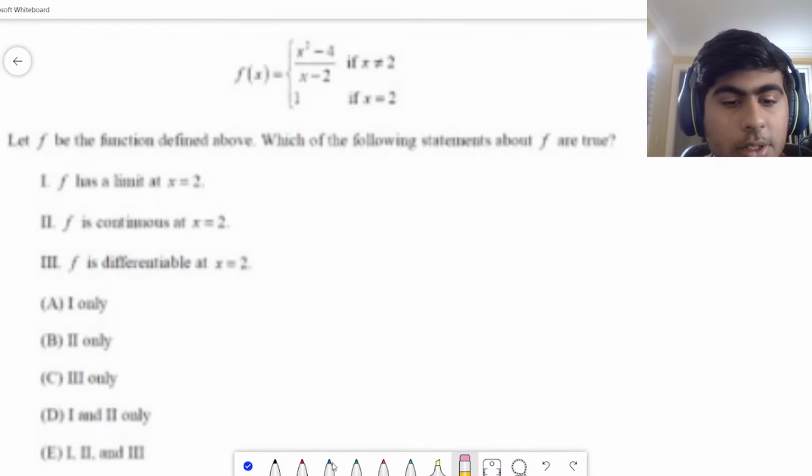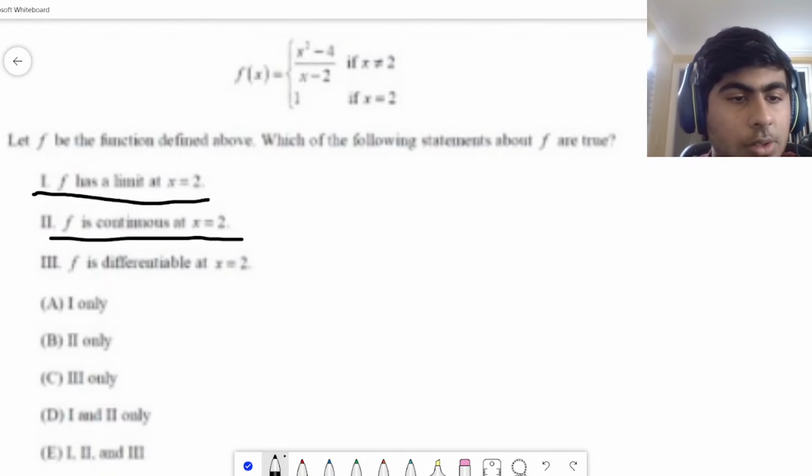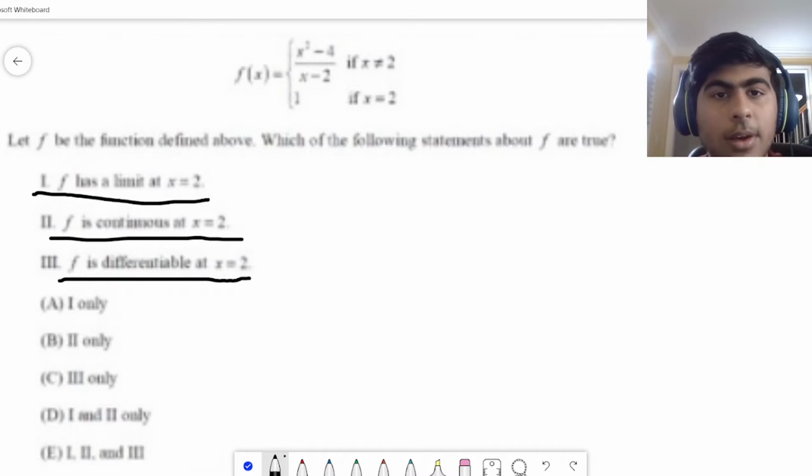Let f be the function defined above. Which of the following statements about f are true? F has a limit at x equals 2. F is continuous at x equals 2. And f is differentiable at x equals 2. Since we're still in Unit 1, you probably don't know what differentiable means yet, but I'll help you walk through that when we get there.